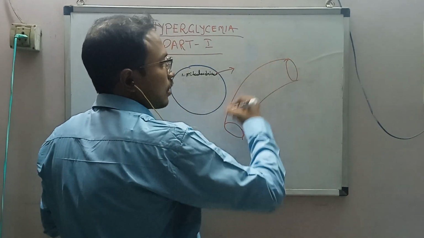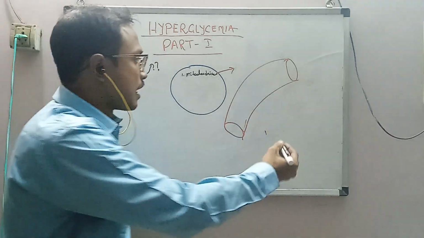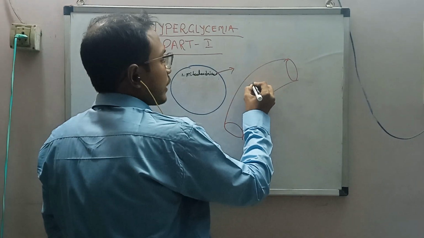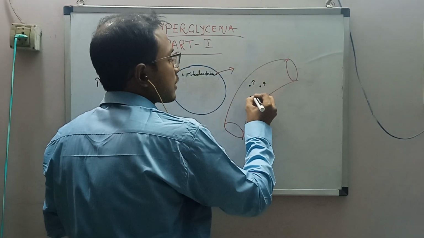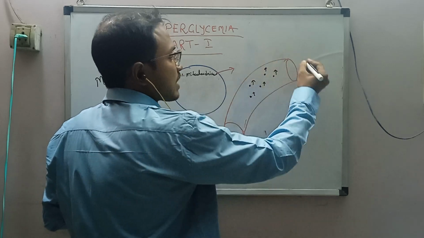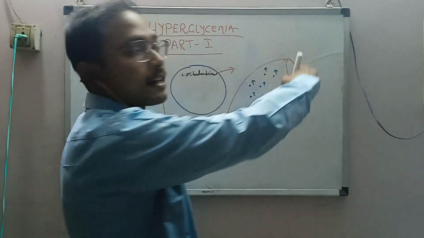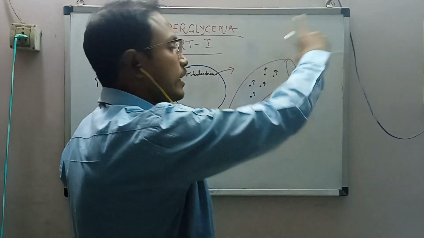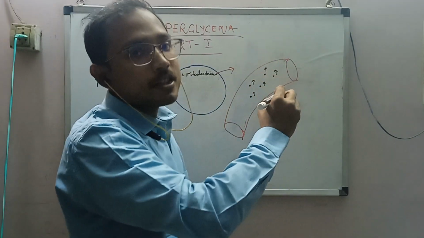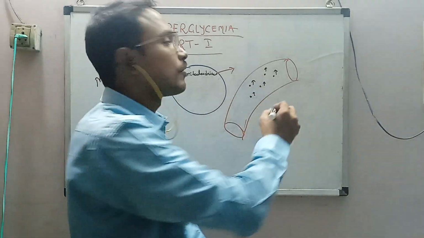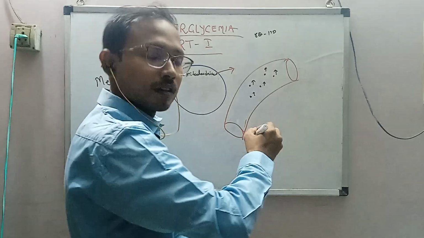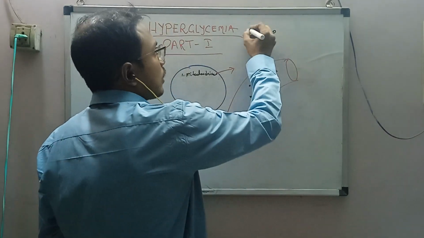You all know that it is inside your blood vessels. Inside your blood vessels, glucose concentration is increased, continuously increased, or it elevates its level from the fasting normal range. What is the normal range of fasting blood sugar? That is 80 to 110.